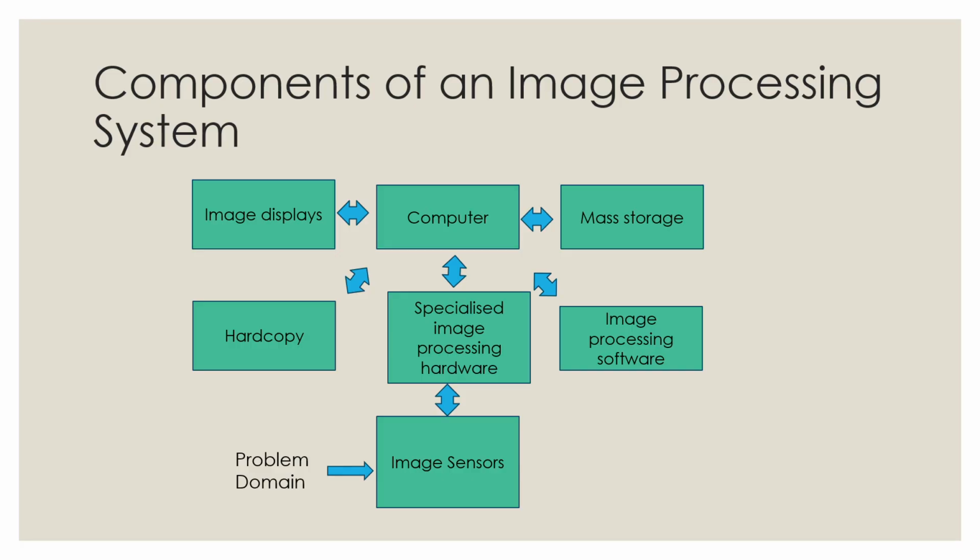Next we'll see about the components of the image processing system. The basic image processing system contains the following components. It begins with the problem domain. The problem domain is the real world, and we use image sensors, which is basically a lens and a filter, or the lens or sensors which capture the real world images. The sensors could be CCD sensors or CMOS sensors. These capture the light reflected or emitted by the scene in the real world.